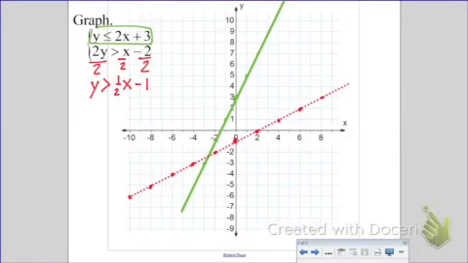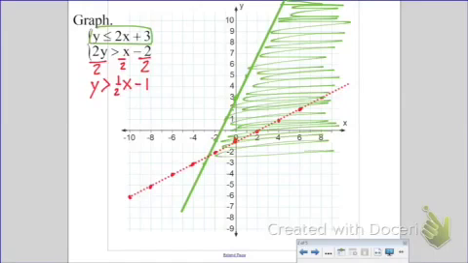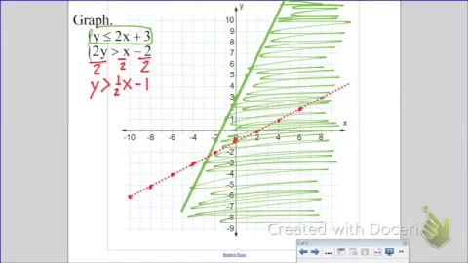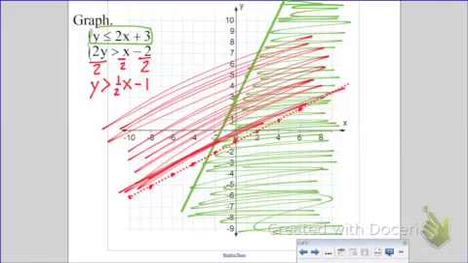Now here comes the most important part, the shading. Now that I got my dotted and my solid lines all ready to go, let's talk about the green problem. The green problem has a less than, so we are definitely going to shade down from the green line, which will be everything in here. You want to shade as much as possible. There we go. And now we look at the red problem. The red problem has a greater than, so we're definitely going to shade up. And that means it's going to be all of this.